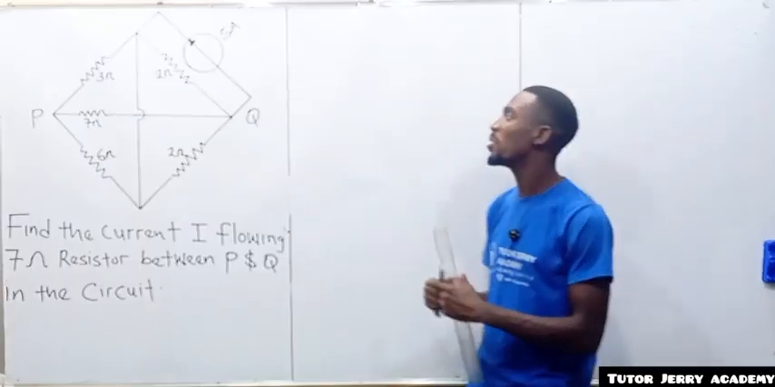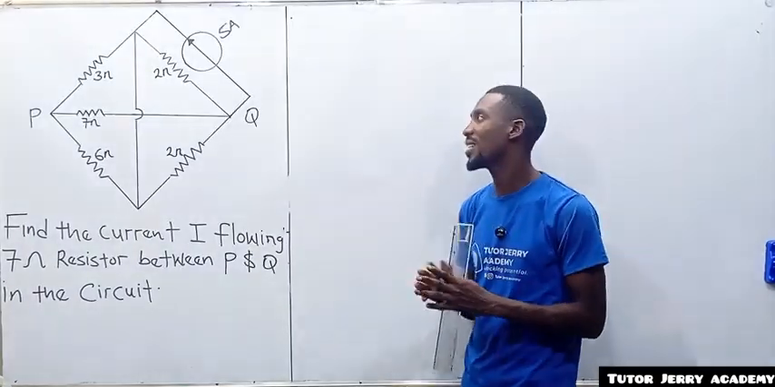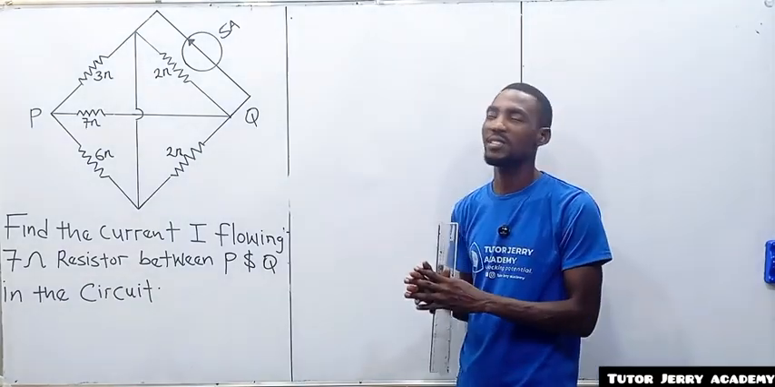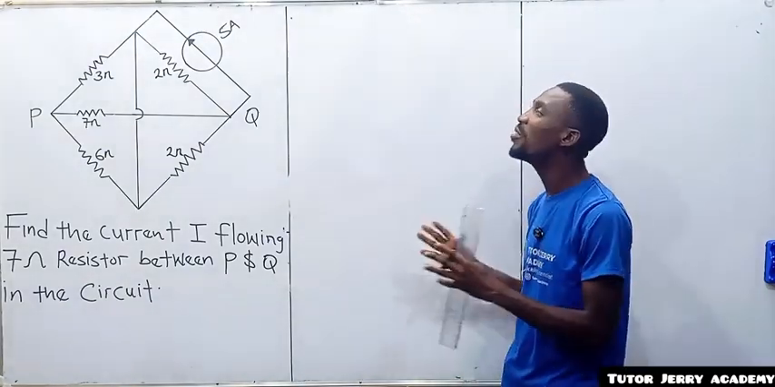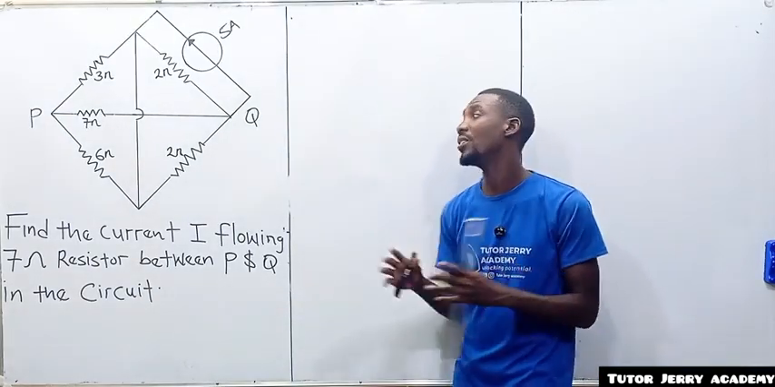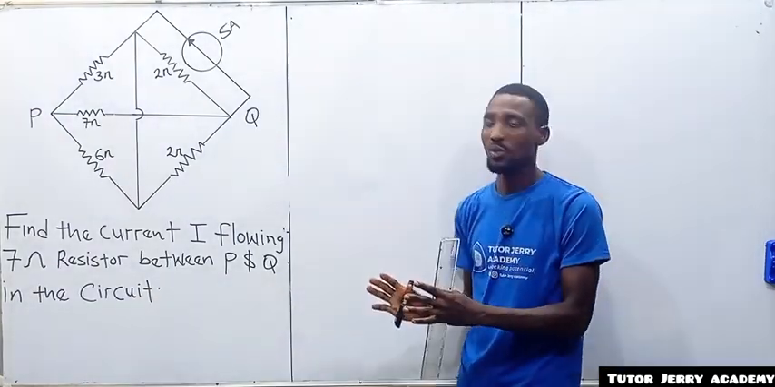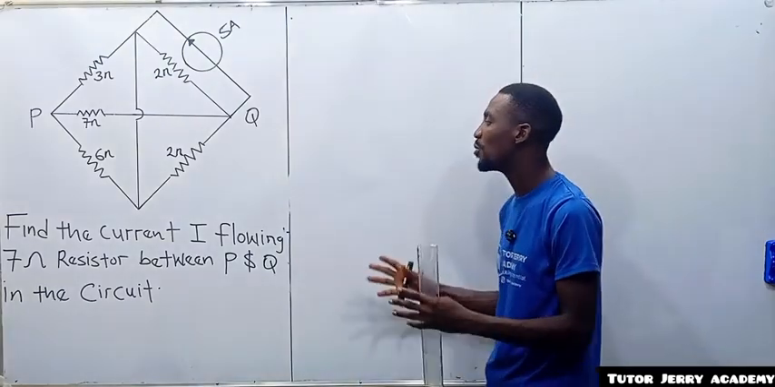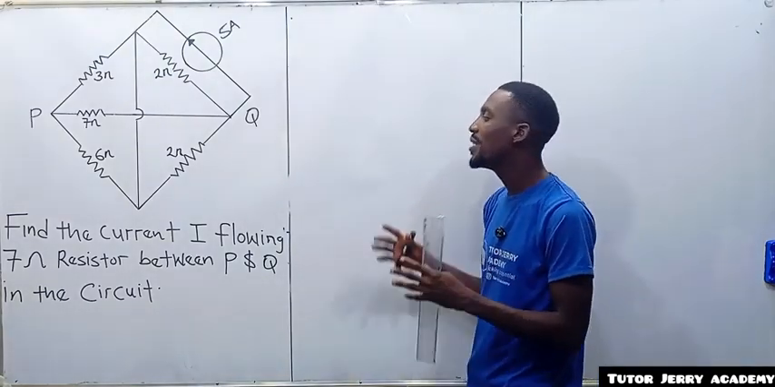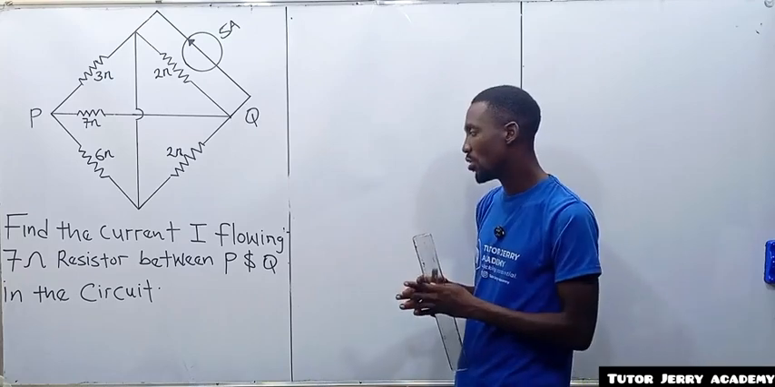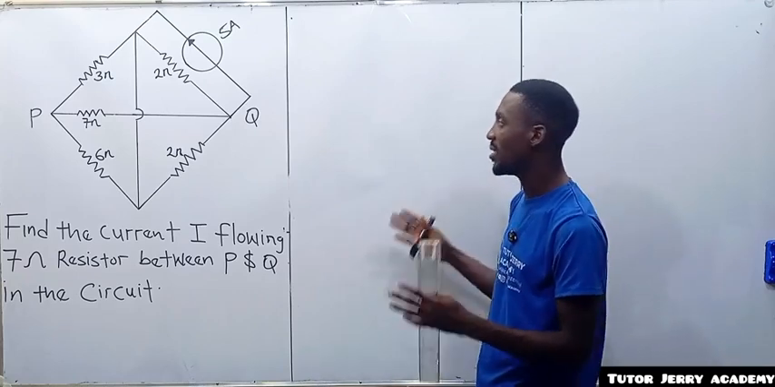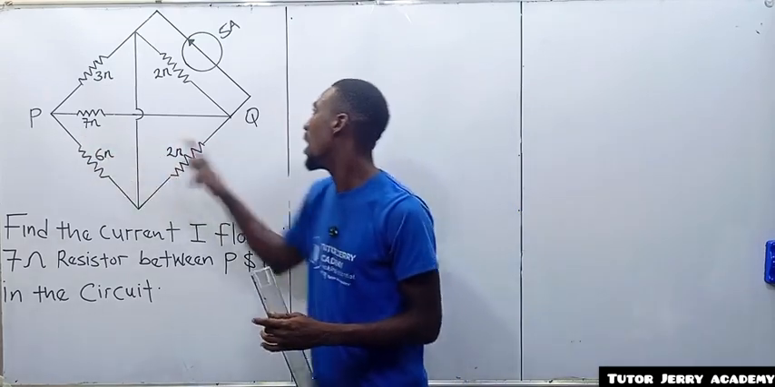All right, we are going to be solving the question above under circuit analysis. This question is a very critical question that everyone studying electrical engineering globally should know, every student. The question says we should find the current I flowing through the 7 ohms resistor between P and Q in the circuit.